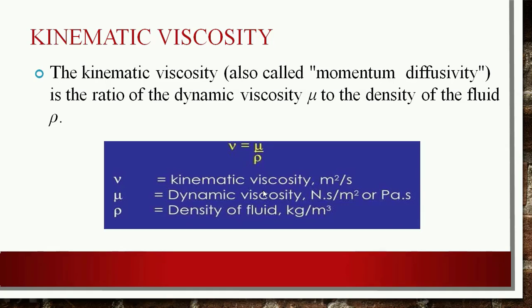This mu is nothing but dynamic viscosity. Its unit is Newton second per meter square or Pascal second. And this is the density rho, density of a fluid, which is in kg per meter cube.